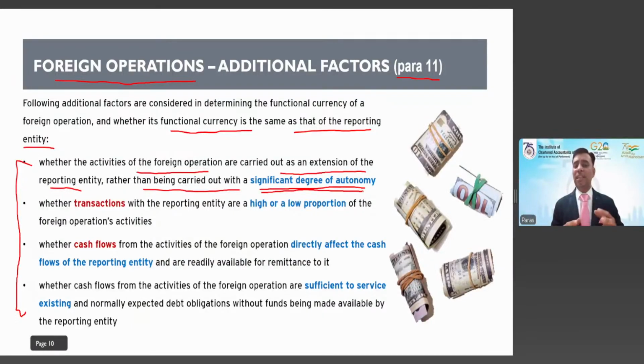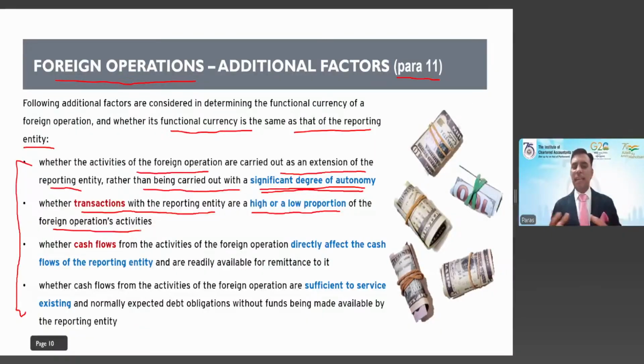If the foreign operation is seeking the consent of the reporting entity for making each and every decision, then we can conclude this is not an independent entity. There is no significant degree of autonomy. But in contrast, if the foreign operation can make its decision on its own, then we can say significant degree of autonomy is there, and the functional currency we need to determine on the basis of para 9 and 10. Second point, whether transactions with reporting entity are a high or low proportion of the foreign operation's activities.